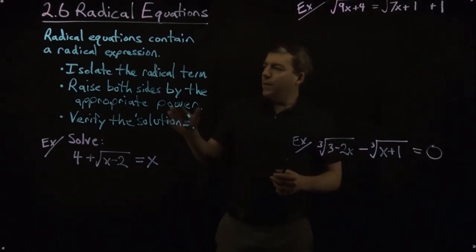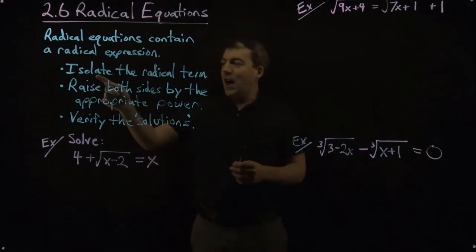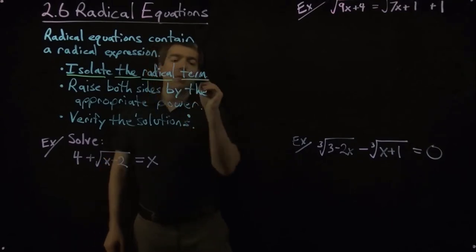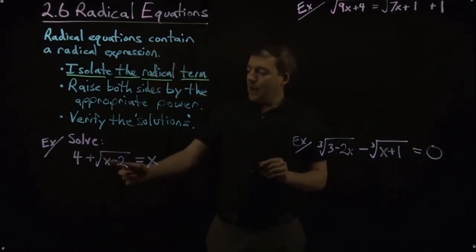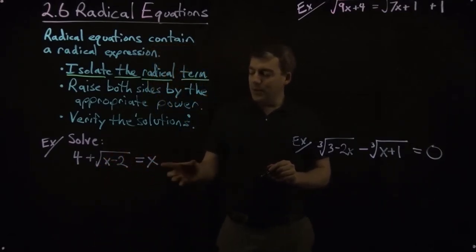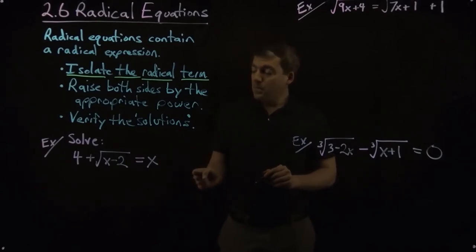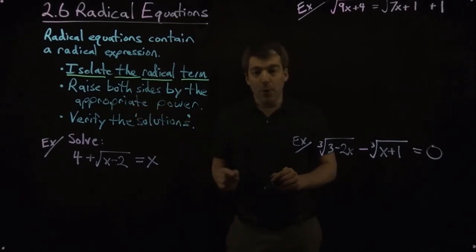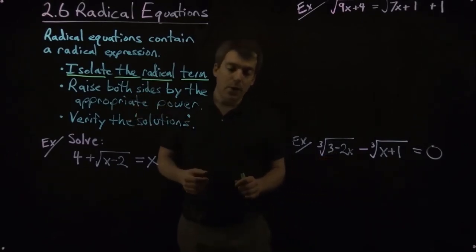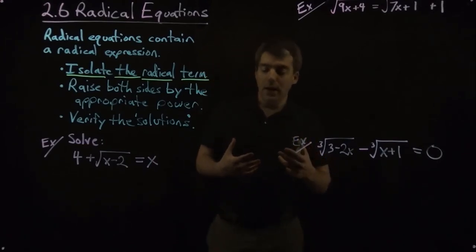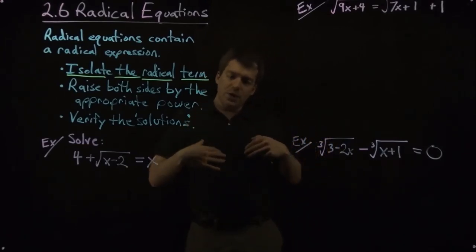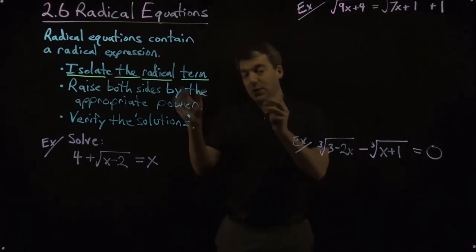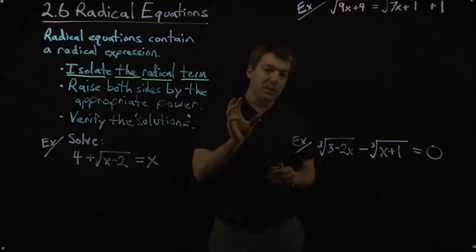Well, the first step in solving a radical equation is to isolate the radical term, and that's the most important. So we want to isolate the radical term, get the radical term on one side of the equation by itself. If we do that, we can then raise both sides to the appropriate power. A square root's inverse operation is to square it. So if we have a square root on one side by itself, we can square both sides. That will cancel out the square root.